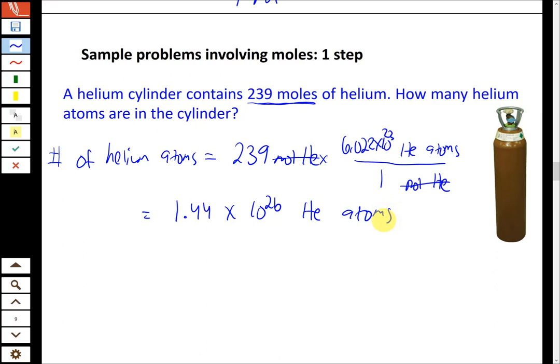All right, the takeaway message from this problem is that when you're counting atoms or molecules, if we're asking how many atoms or how many molecules there are, you're always going to want to use Avogadro's number as part of that.